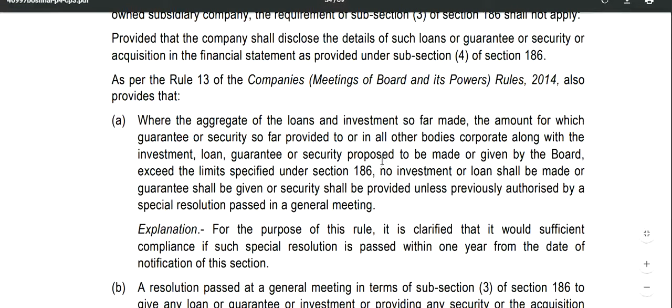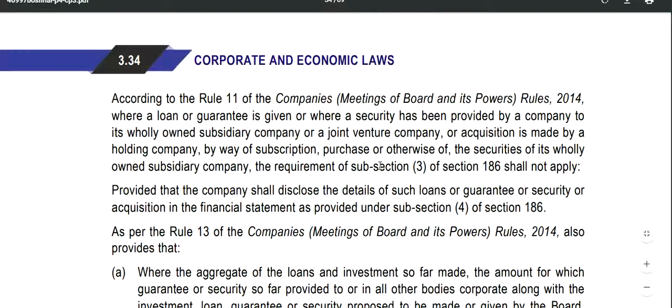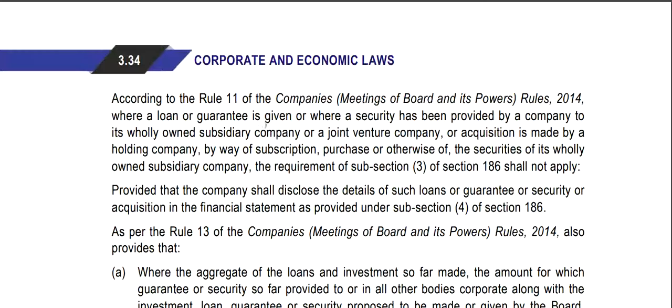Okay, for a wholly owned subsidiary company there is an exemption in the case of loans, guarantees or security.